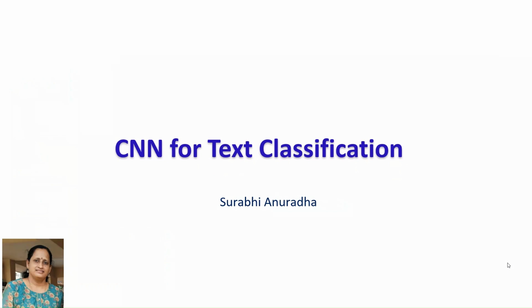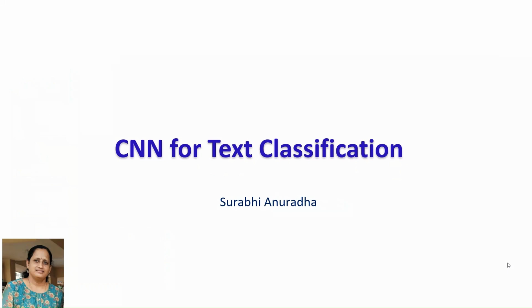Till now we have learned that convolution neural networks are used for image processing. Now the question is, can we use these convolution neural networks for text classification tasks like sentiment analysis? Yes. But how? Let's see in this video.